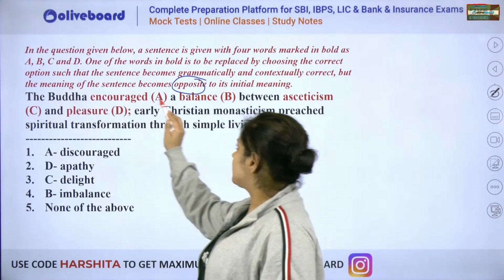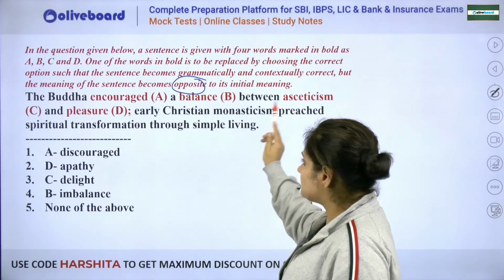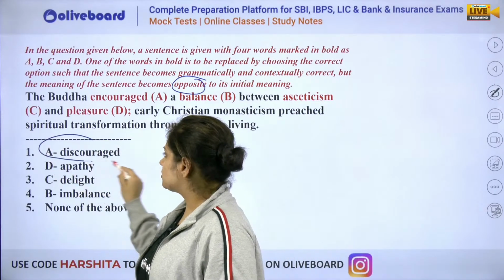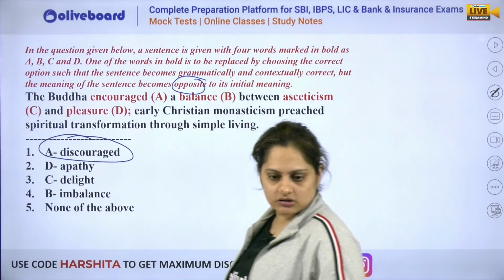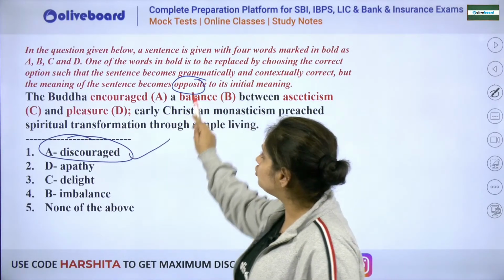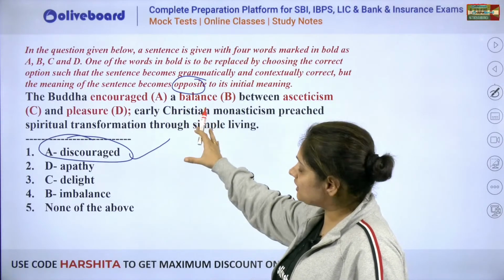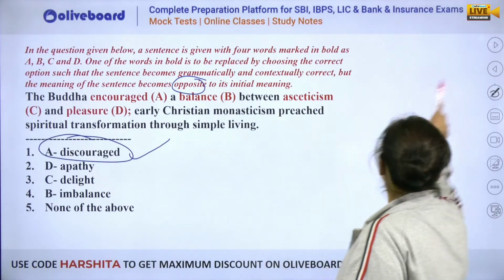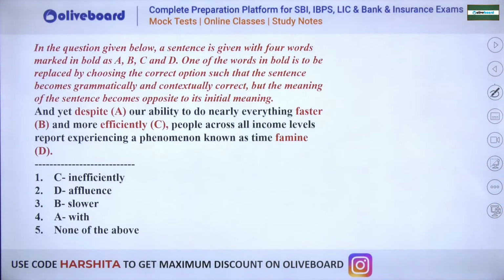The Buddha encouraged a balance between asceticism and pleasure. Okay, now if I write discouraged in place of encouraged, the whole meaning will become opposite. Actually, it is changing the meaning to the opposite meaning. Full sentence meaning changes to opposite. Read the pattern carefully. Okay, try one more. Next one. Now you try this one. It is not replacement. It is actually replacement to make the sentence opposite.